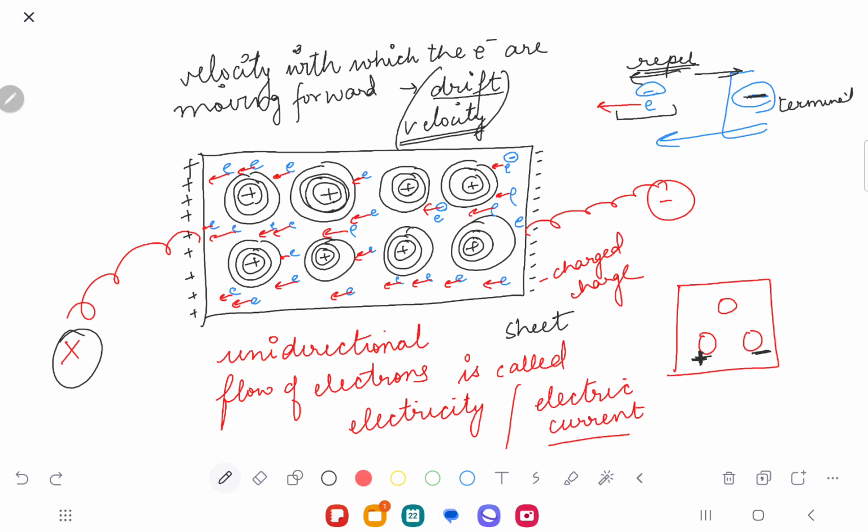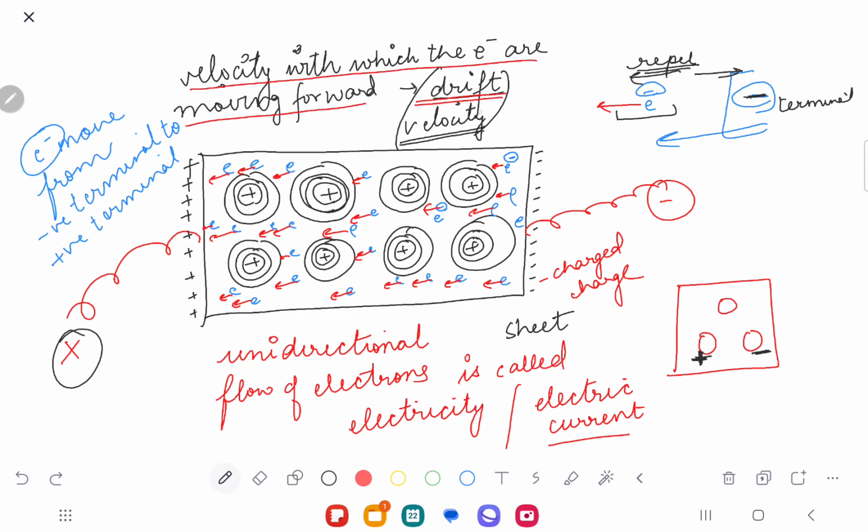So when we are talking about the drift velocity, what exactly does that mean? The drift velocity is the velocity with which the electrons are actually trying to move forward in a straight line. In reality, the electrons move from the negative terminal to the positive terminal. The reason is that electrons are negative, so they are being repelled by the negative terminal, isn't it? So that is the concept. The velocity with which the electrons are moving forward is called the drift velocity.